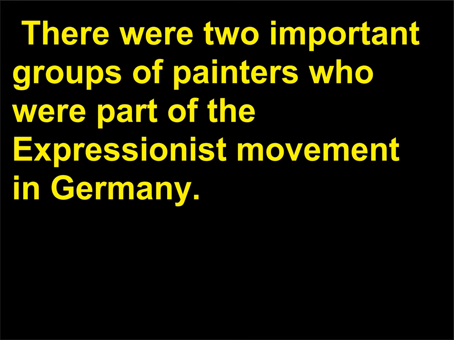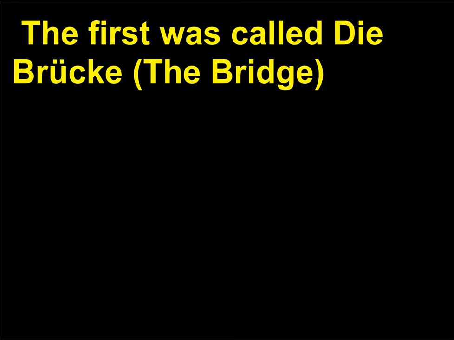There were two important groups of painters who were part of the Expressionist movement in Germany. The first was called Die Brücke, the Bridge. And the second was known as Der Blaue Reiter, the Blue Riders.